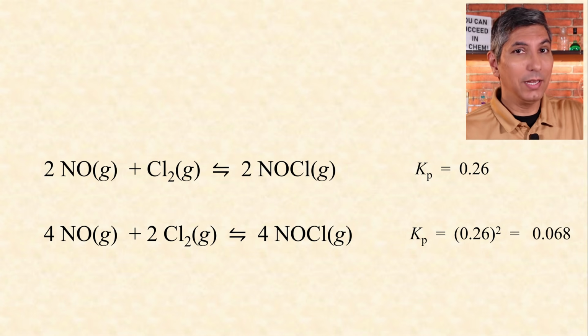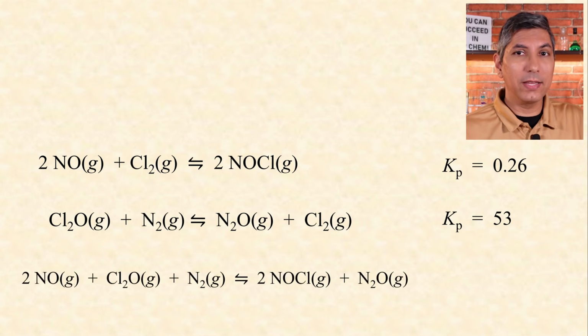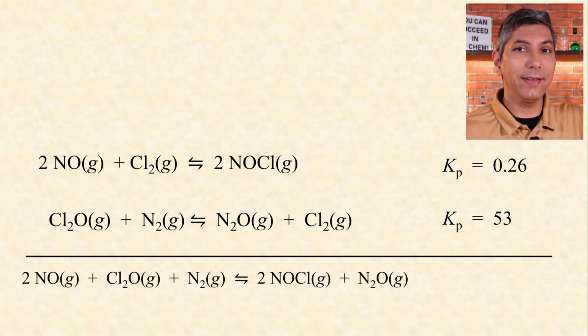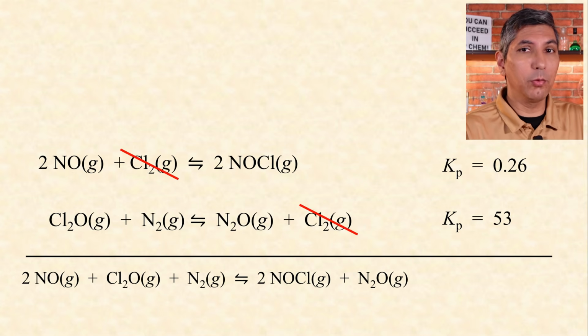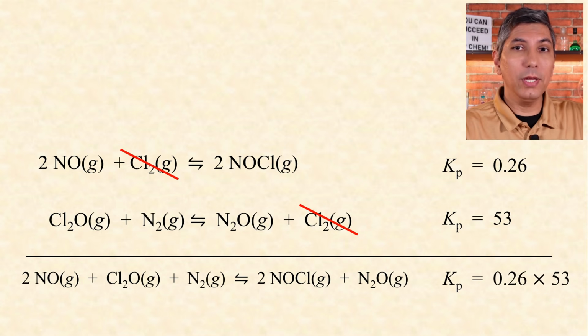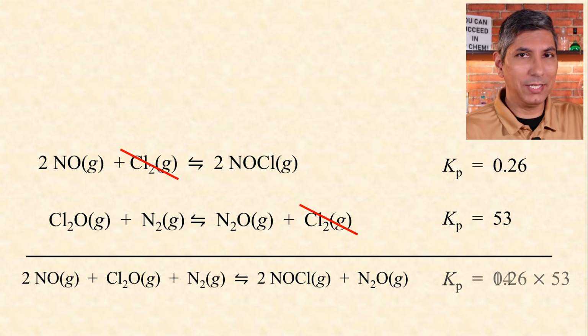0.068. In this case, we're asked to add these two reactions together and find the equilibrium constant of a third reaction. We can see that the first two equations do indeed add together to give us the third equation. To calculate the equilibrium constant of the third equation, we just multiply the two equilibrium constants by each other. 0.26 times 53, which is about 14.